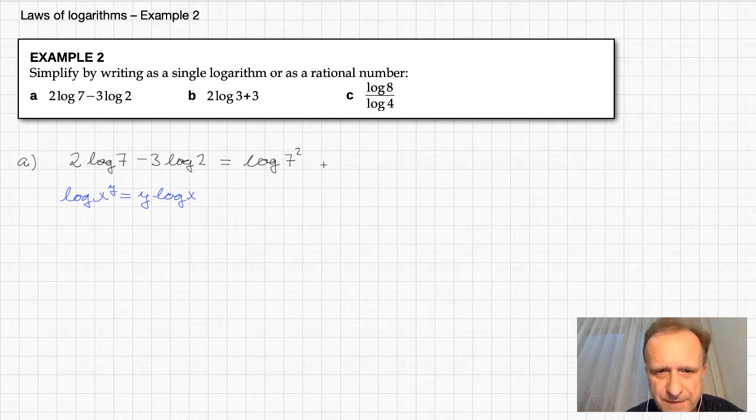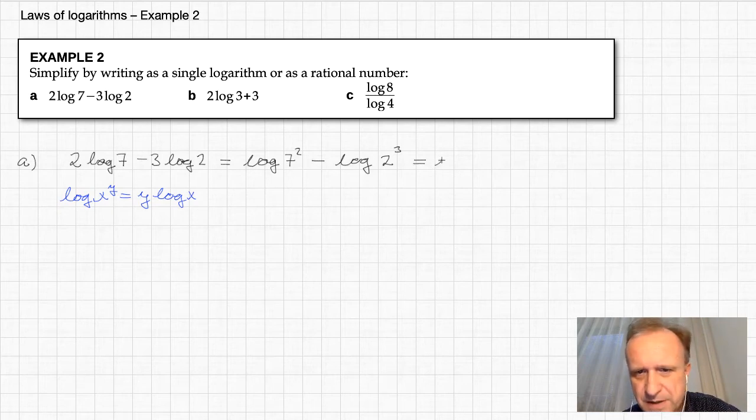Now minus, and again we have 3 times logarithm of 2, so it must be a logarithm of 2 to the third power. Again, the same law was used. 3 is y, x is 2, and hence we have 2 to the power of 3. Another law that I can use now, since this is the subtraction, is the law that says that the logarithm of the quotient is the difference in logarithms, so it can be written as the logarithm of 7 squared divided by 2 to the power of 3.